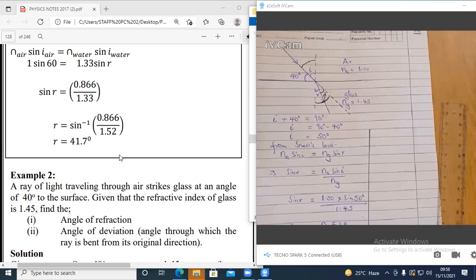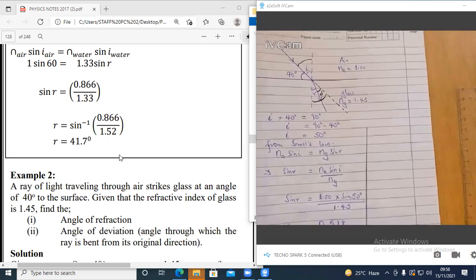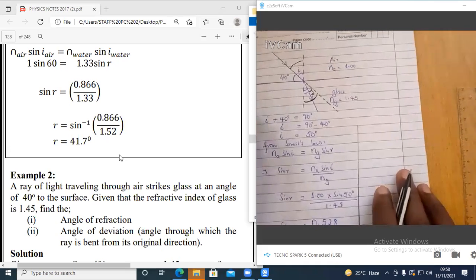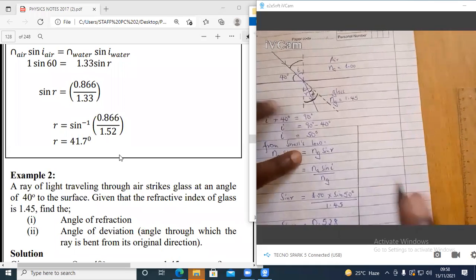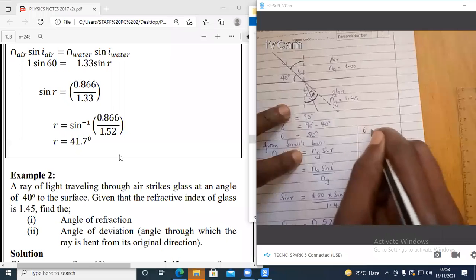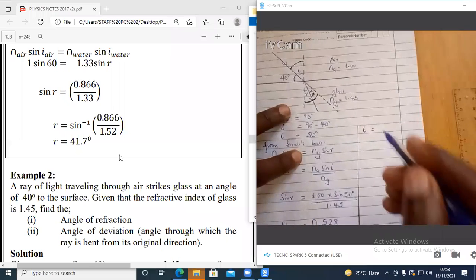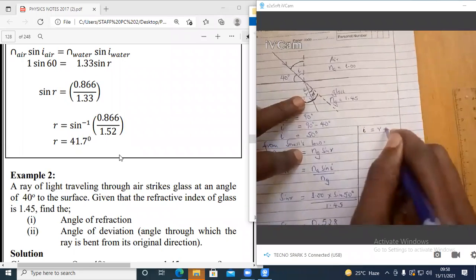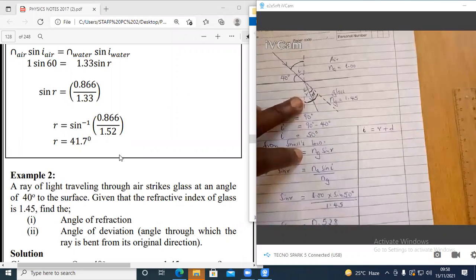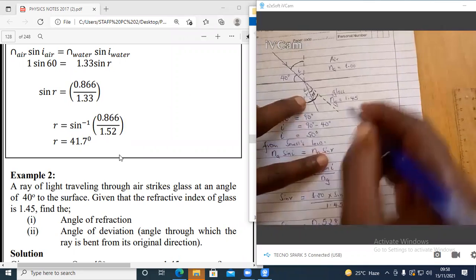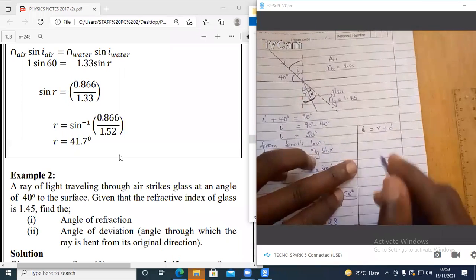Opposite. They are opposite what? Angle. So which means opposite angles are always what? Equal, right? So angle I must be equal to what? Must be equal to R plus D. So we want to find D.